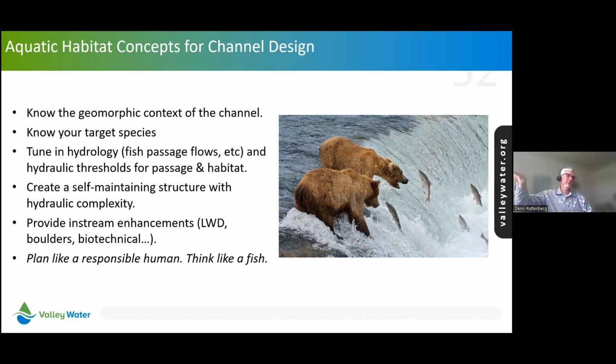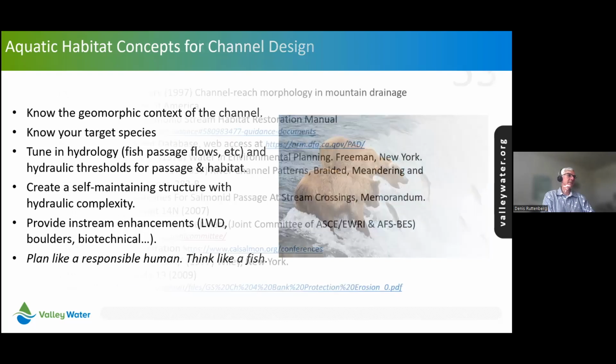And you could put root wads on the banks. We all need to plan as humans for what we need to do, but think like a fish, think about what they need, or a frog, or an egret. Think about the habitat that you're providing when you do your channel.